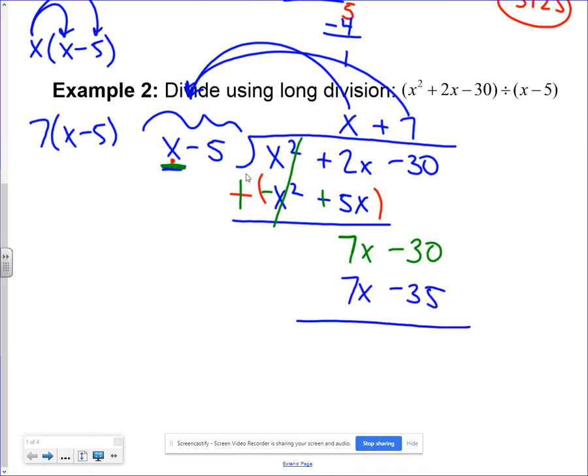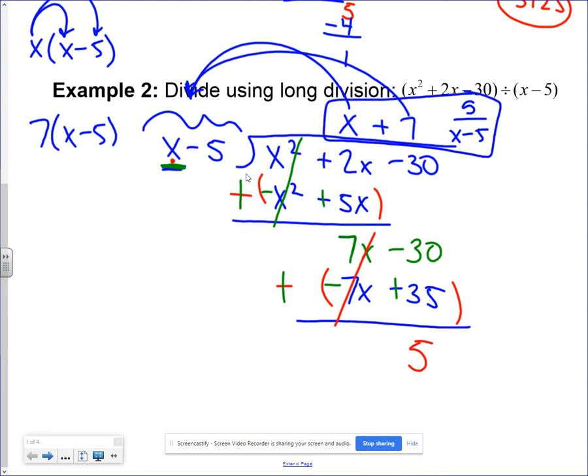Draw a line under it and subtract. And again, we're subtracting both of these. So I'm going to change this subtraction sign to a plus and make this a negative, and that becomes a plus. Add these together, these cancel out, and we get 5. That's our remainder. And just like we did above, we're going to take a remainder and turn it into a fraction and put it over what we're dividing by, which was x minus 5. So this is my answer.